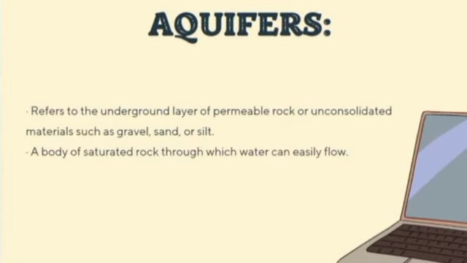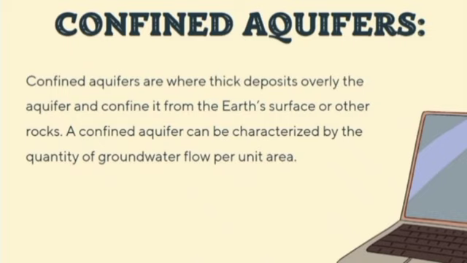So what are aquifers? Aquifers refer to the underground layer of permeable rock or unconsolidated materials such as gravel, sand, or silt. It is a body of saturated rock through which water can easily flow. There are two kinds of aquifers. First is confined aquifers. Confined aquifers are where thick deposits overlay the aquifer and confine it from the earth's surface or other rocks. A confined aquifer can be characterized by the quantity of groundwater flow per unit area.